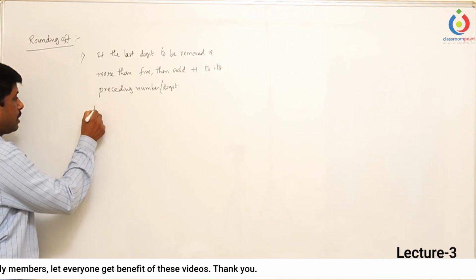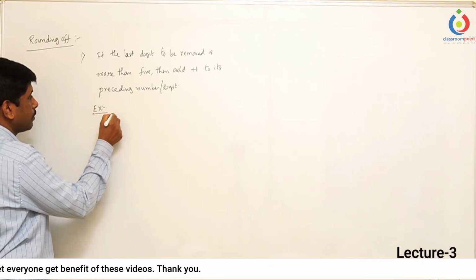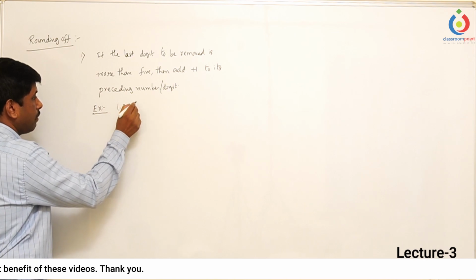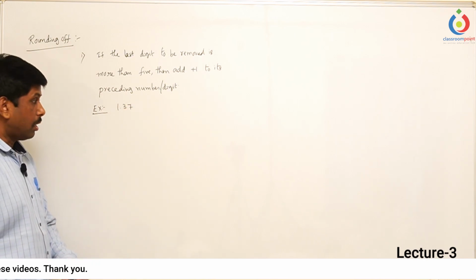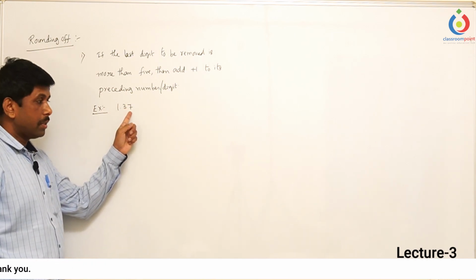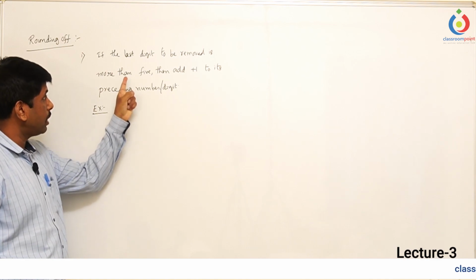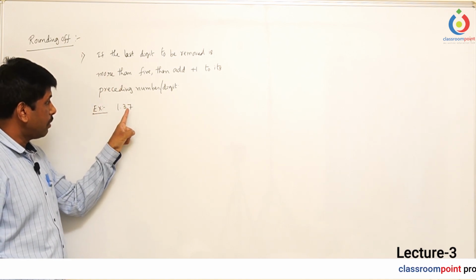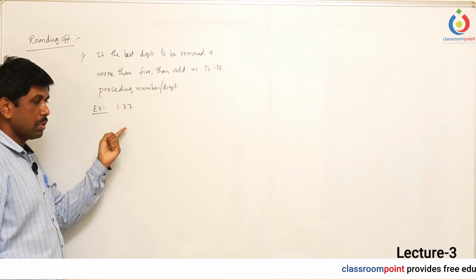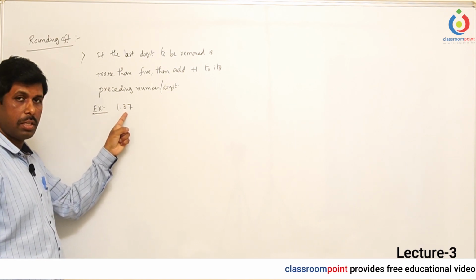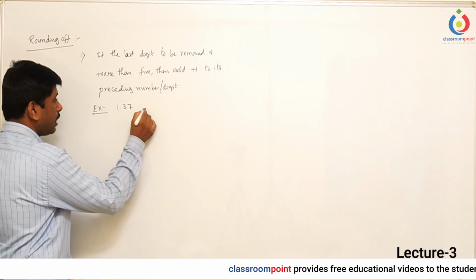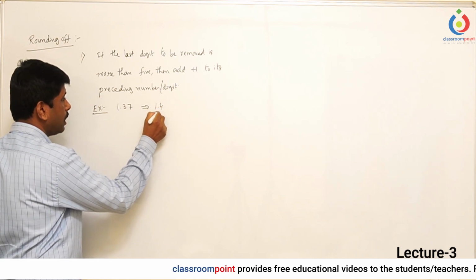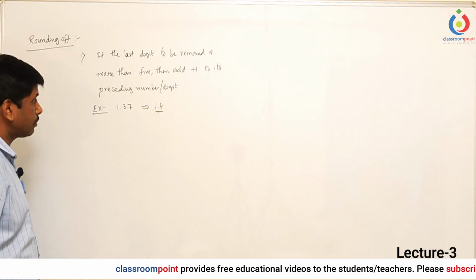So as an example, let us take 1.37. I want to remove the last digit. The last digit is 7, which is more than 5. Then what is to be done? We have to add 1 to its earlier number. The earlier number here is 3. So make it 1.4. That is rounding up.